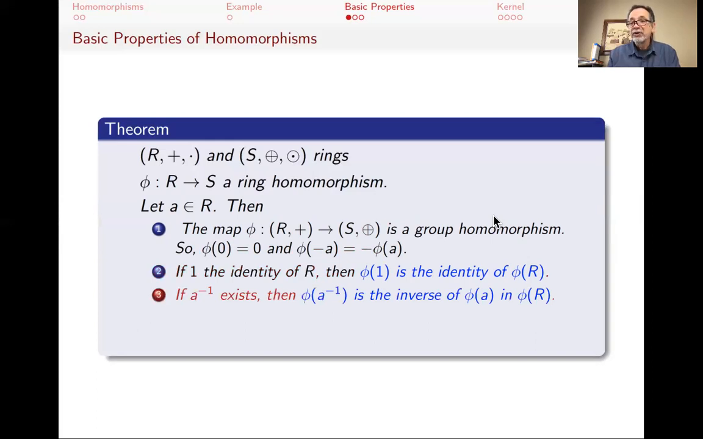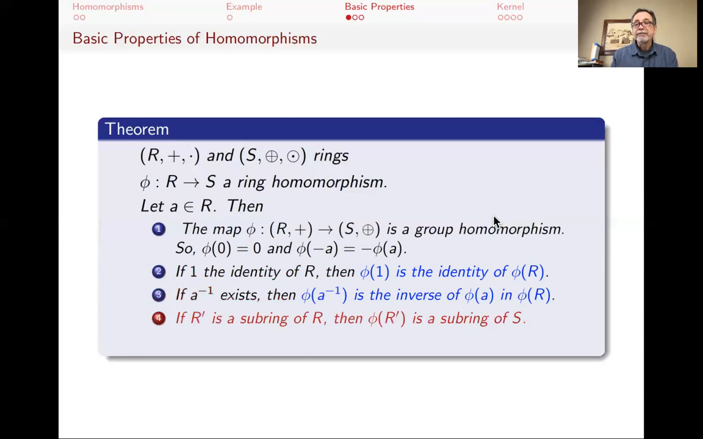And if A inverse exists, again, if you take an element in R, it might not have a multiplicative inverse. But if it does, if it's a unit, then phi of A inverse can't just be anything. It's going to be the inverse of phi of A, but the inverse of phi of A in phi of R, not in S, or it could be, but doesn't have to be. We will see an example to see what we mean by that.